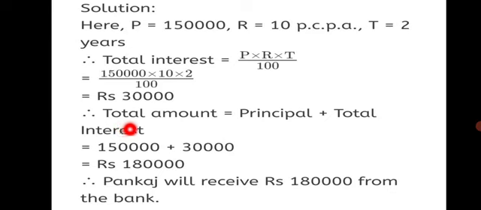So write the formula: total amount is equal to principal plus total interest. Our principal is 1,50,000 plus the interest we found, 30,000. That gives us 1,80,000 as our total amount. Therefore, Pankaj will receive rupees 1,80,000 from the bank. So this way, by using two formulas, interest is equal to P into R into T upon 100 and amount is equal to principal plus interest, we have solved practice set 40.